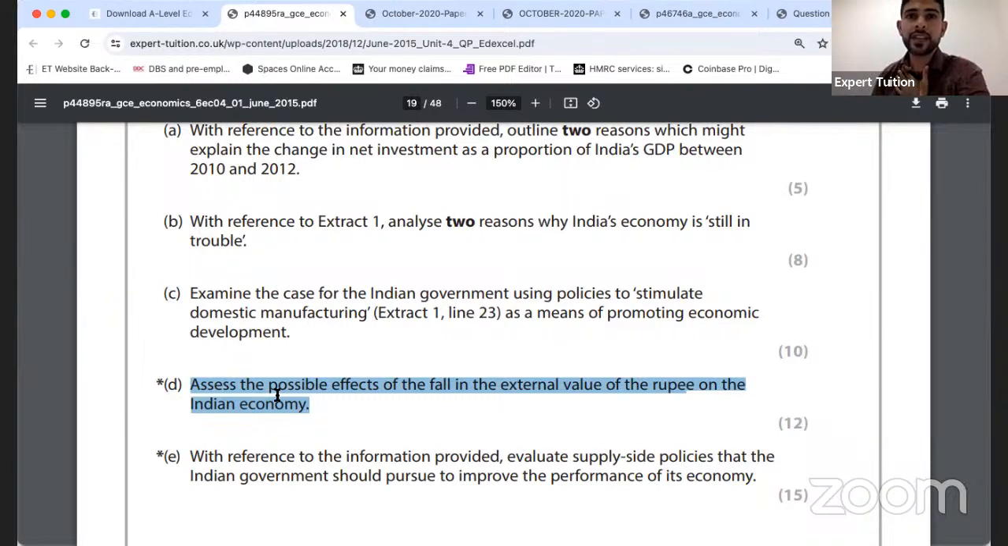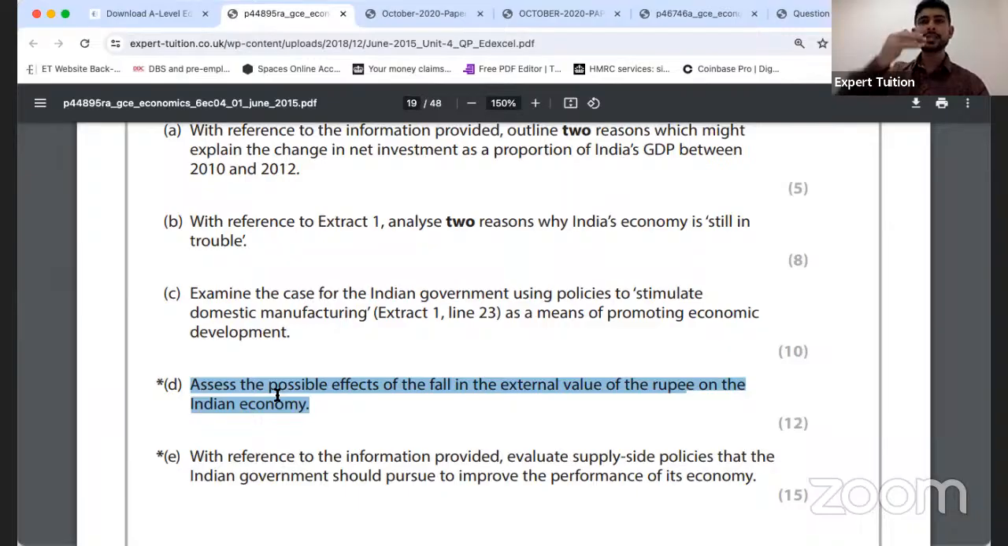And now we have the easiest analysis. Because now we go, one impact of a depreciation of the rupee is that it helps to improve India's current account deficit. That's my topic sentence. And now I talk about how it makes them more price competitive. And if they're now more price competitive, what's going to happen to their exports? The demand for their exports is likely to go up.